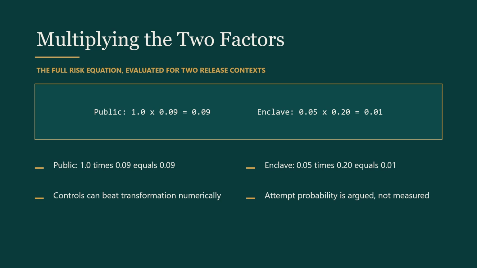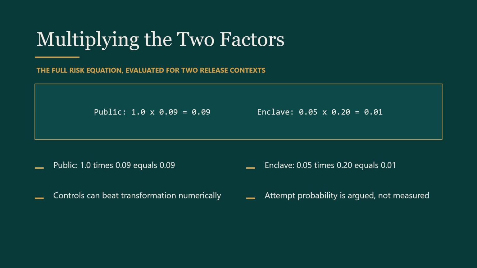To protect it, we transform hard until the maximum success probability reaches 0.09, which is the public benchmark you will meet properly in the next video. Multiply. 1.0 times 0.09 equals 0.09.